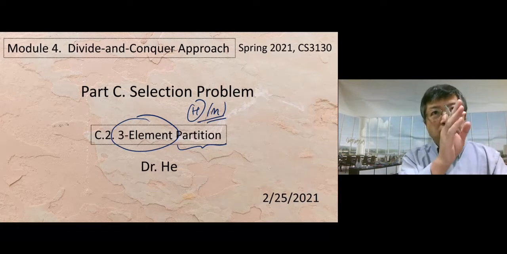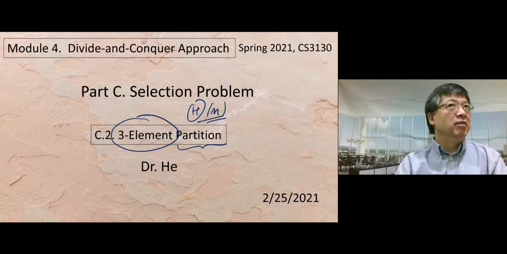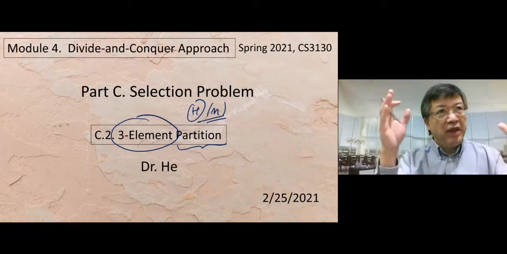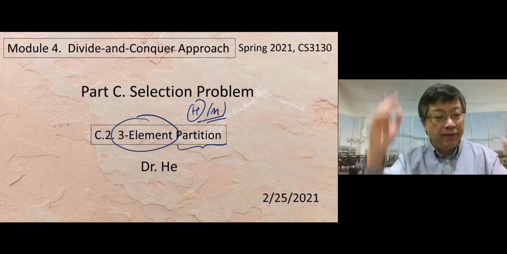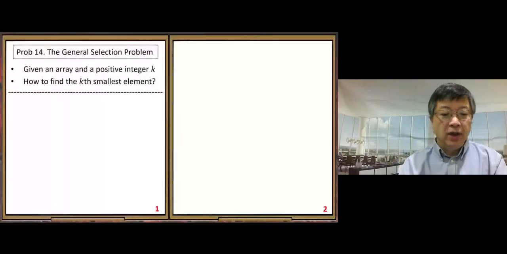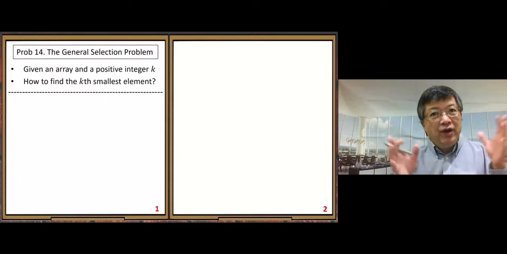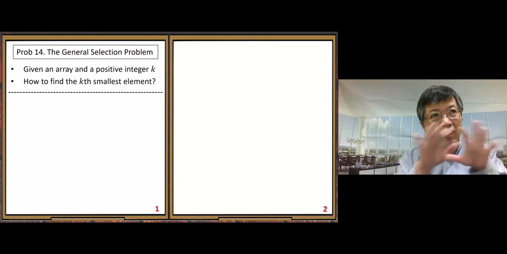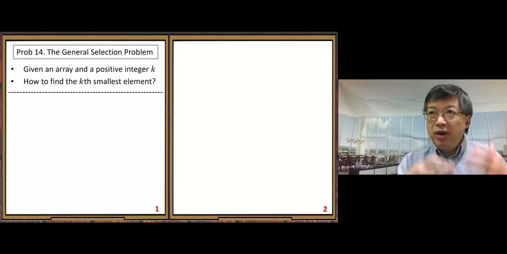Okay? Then 5-element solution. But that discussion, there is some good reason. So we go through this path. All right, so let's start. So in this problem, before we work on the implementation details, let us do some preparation.